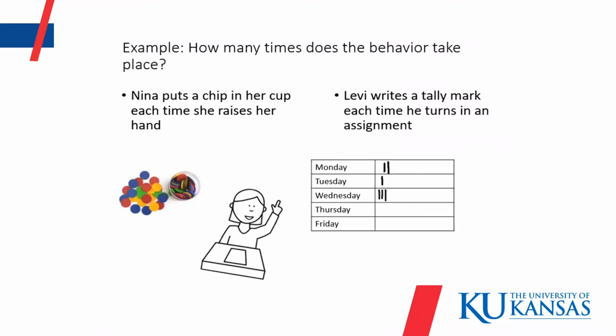For example, a student can record or count how many times a behavior takes place, such as Nina using chips in a cup to record how many times she raises her hand, or Levi marking tallies on a sheet when he turns in an assignment.